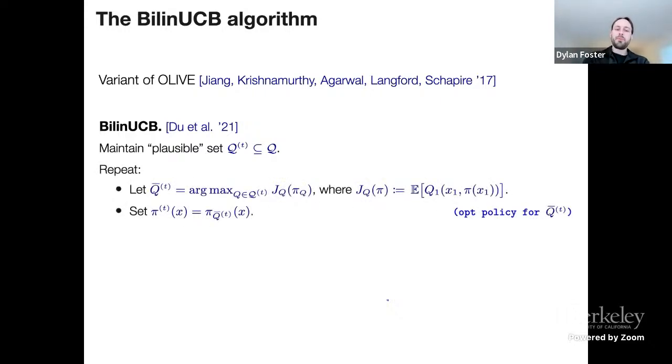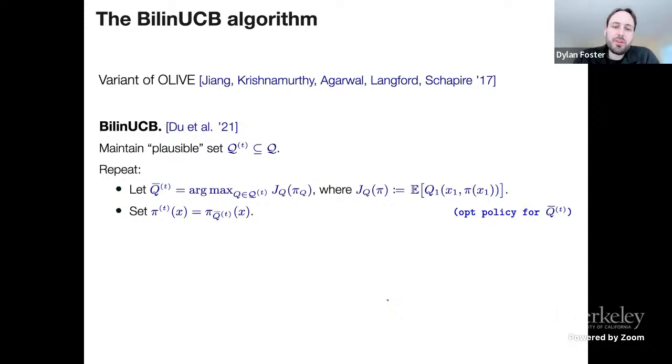The first step will be, we're going to find what we'll call an optimistic Q function, Q bar t. The way we're going to do this is a little different from the other approaches we've seen so far. We won't explicitly be working with bonuses. Instead, we're going to define a function which is called J_Q of pi. And this is the expected value of Q1 under the initial state distribution, where we're selecting actions with pi. And you can think of this as an estimate for the average reward of pi according to Q.